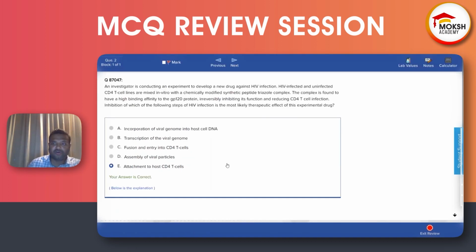There are two drugs, maraviroc and enfuvirtide. Maraviroc inhibits GP120 interaction with the CD4 T cell. Keep it in mind whenever you go through the pharmacology questions, they're going to ask it. So it's maraviroc which does not allow the GP120 interaction with the CD4 T cell.